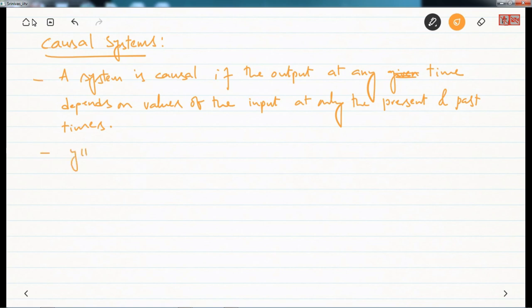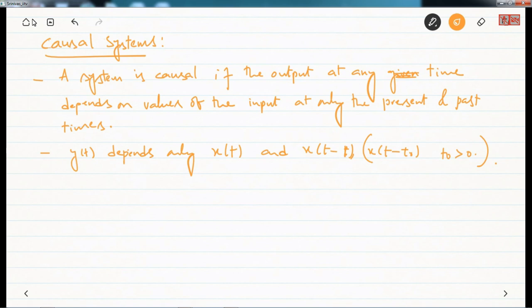So that means y of t depends only on x of t and x of t minus 1, t minus 2, and so on, or t minus t naught for t naught greater than 0. Almost all the systems that we come across are causal systems.